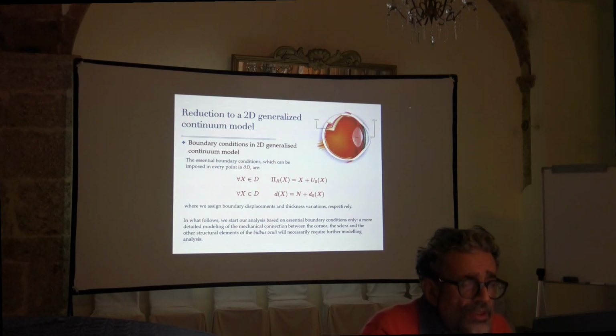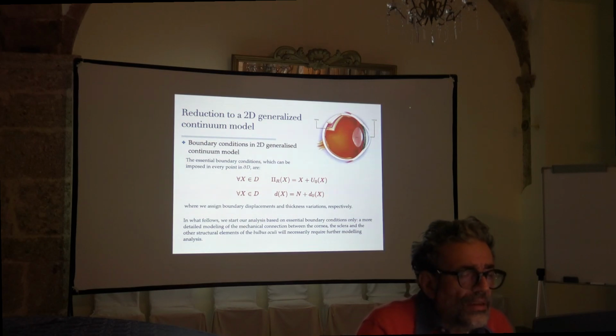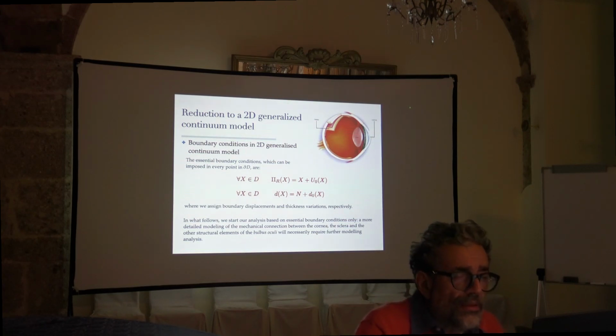Then you impose the boundary condition, and for doing things easy, albeit not mechanically very meaningful, this assumption must be improved. You get essential boundary conditions. So you impose on the boundary of the cornea the displacement and the thickness. Okay?